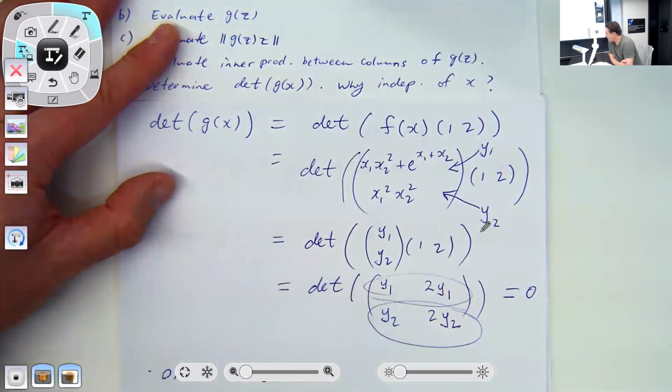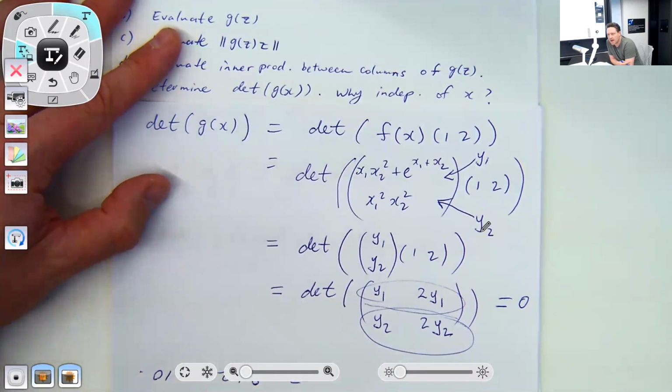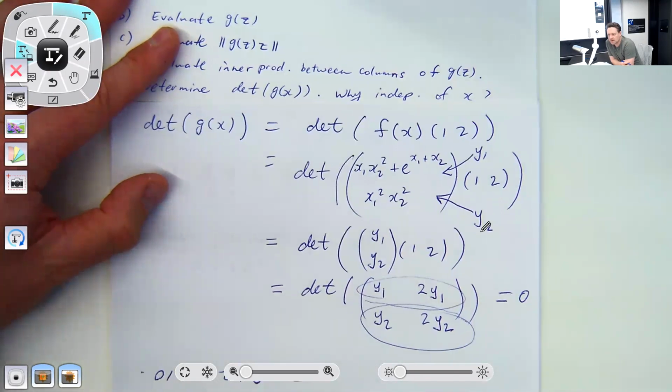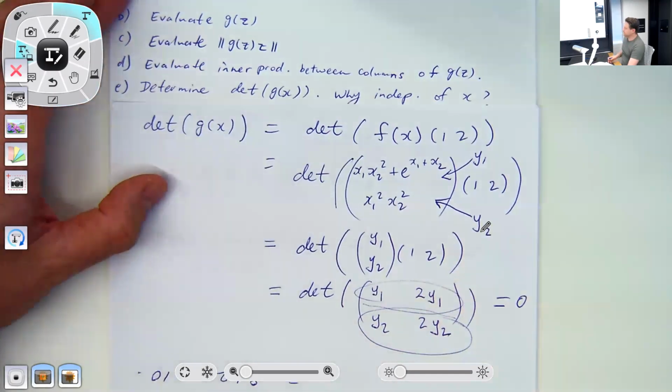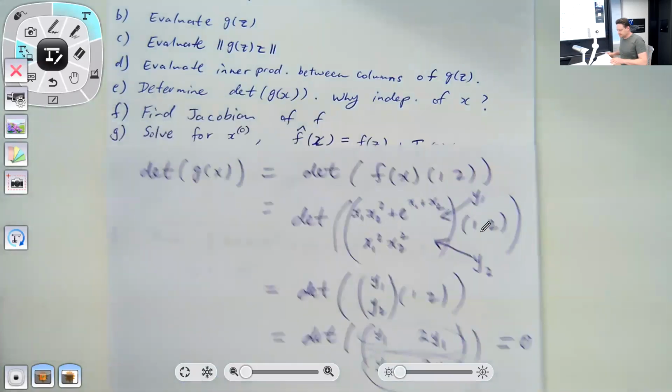And we can see that this is independent of x, because when we abbreviated f of x as y1, y2, it didn't matter what the entries were. We've used arbitrary letters here, and so it didn't depend on x. I hope you're convinced of that, but let me know if you're not. All right, so let's move on to do F.